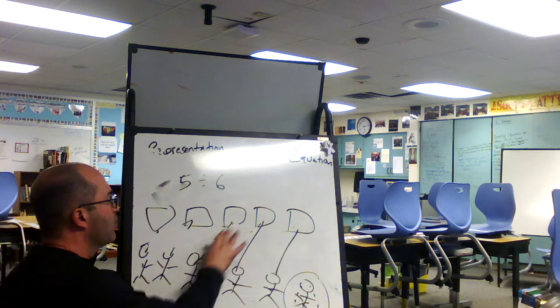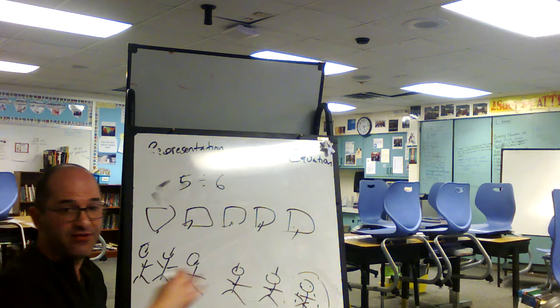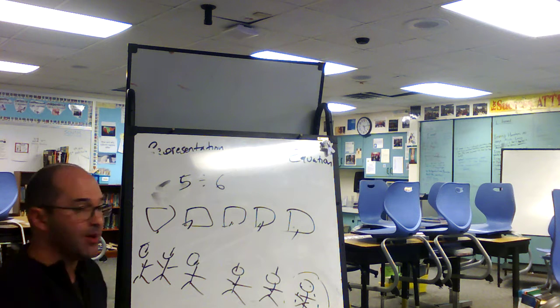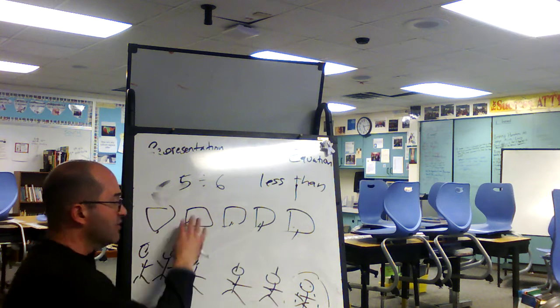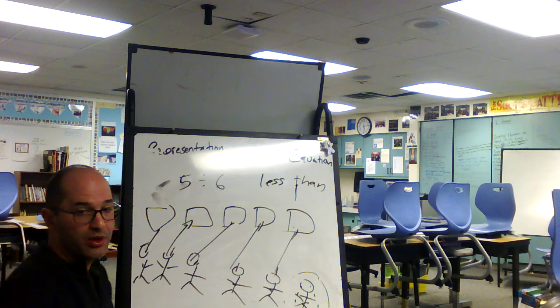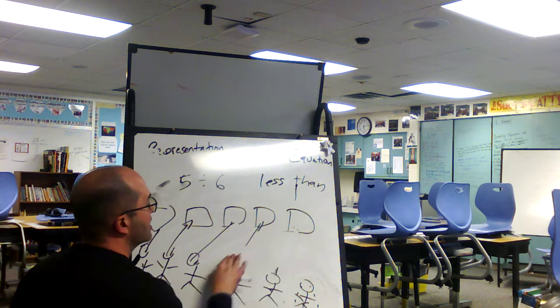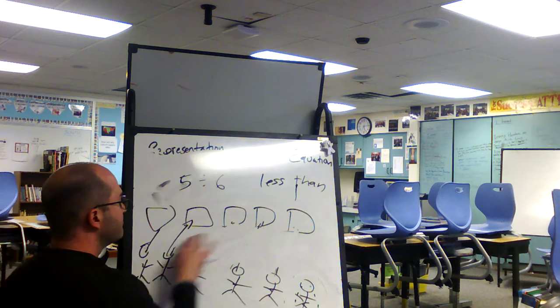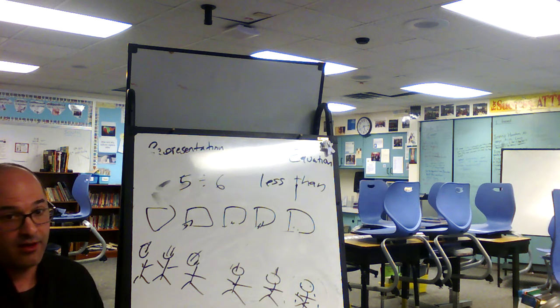Everyone can't get 1 whole brownie. Everyone has to get less than a brownie if it's 5 divided by 6. So 5 divided by 6 has to be less than 1, because if everyone got a brownie, this person would not get anything and he would cry, or she would cry. So the answer has to be less than 1. So 6 divided by 5 and 5 divided by 6 are not the same thing.